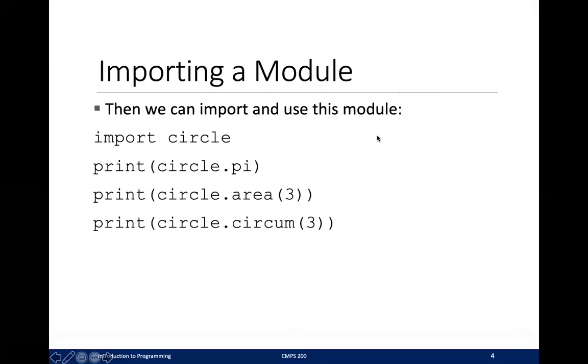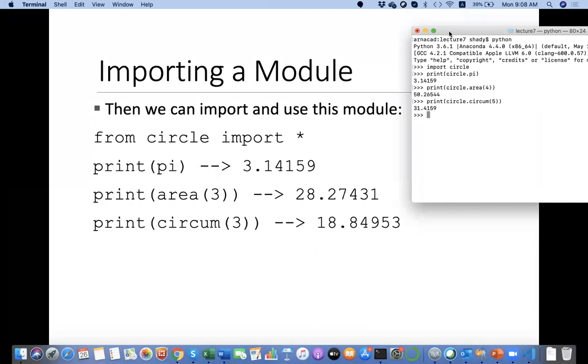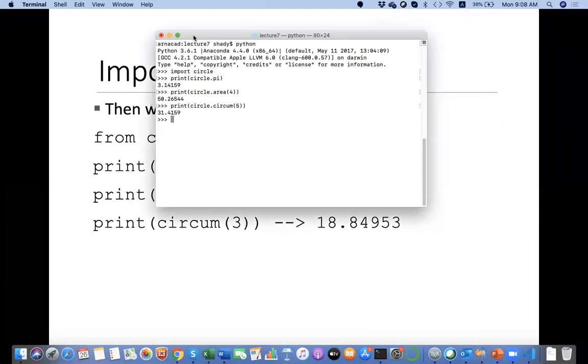Another way of doing this, yeah, so this is what we've seen. Here's another way of doing this. So I go here and I say from circle import star. So that's another way of importing some code or some module. And what does that help me with? It allows me now to just directly use everything in circle without circle dot.